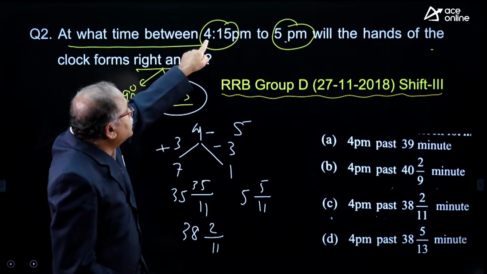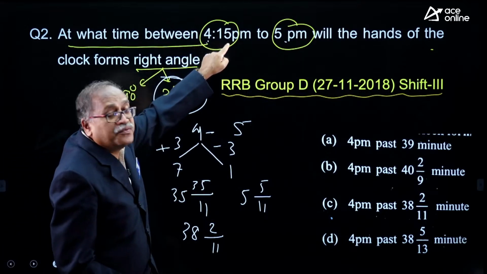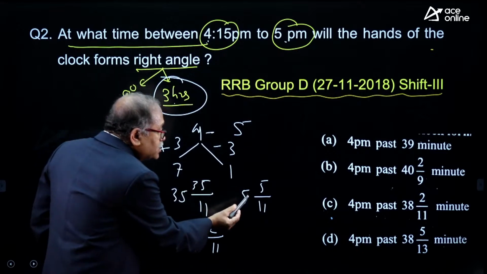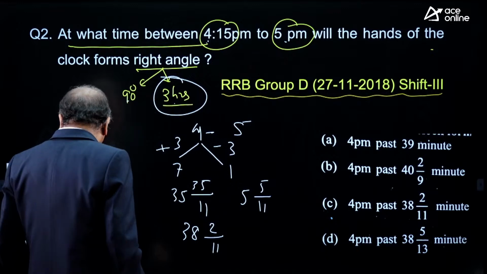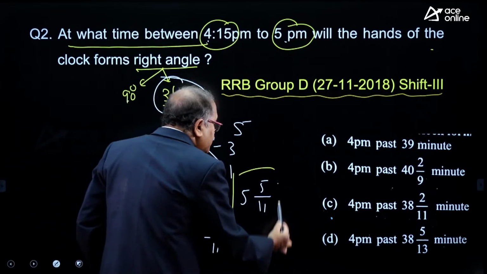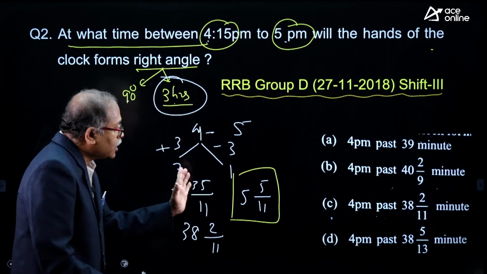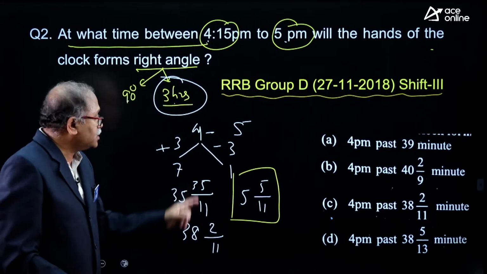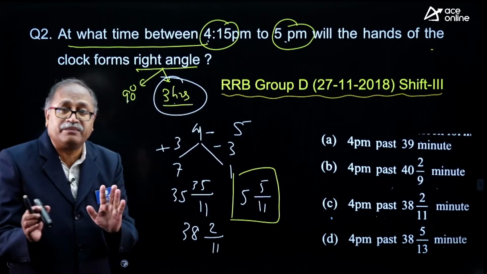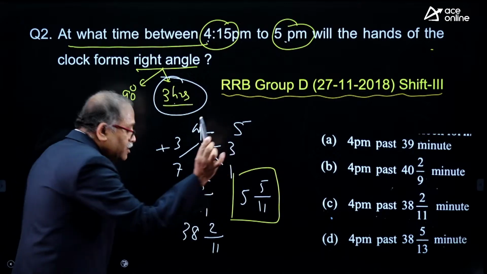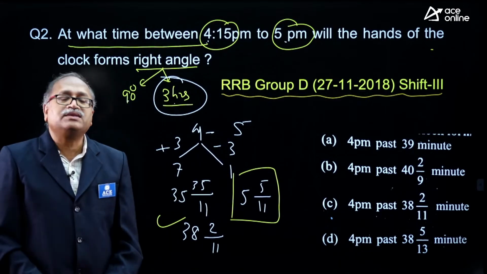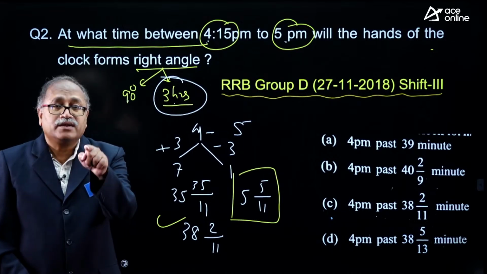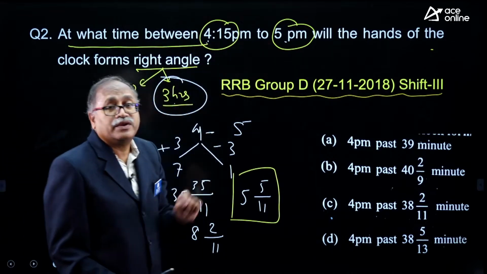But the question asked is between 4:15 and 5. So after this, the 4:15 comes. Therefore I am not supposed to take this timing. This is not after 4:15. This is 4:5 5 by 11 minutes. So what should be my answer? My answer should be 38 2 by 11 minutes past 4. The hands of the clock will be at a right angle according to this given question.